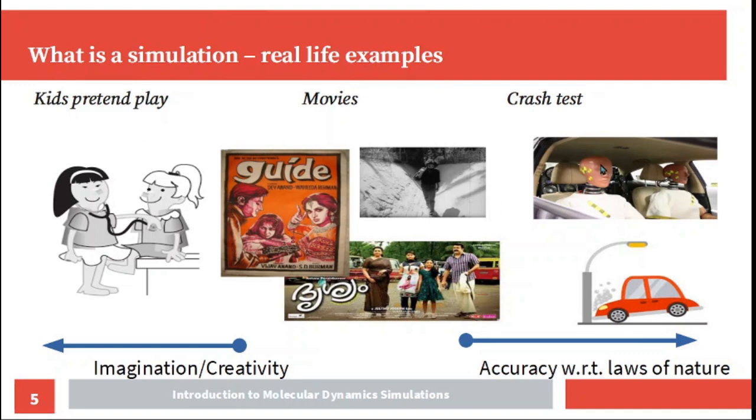So, in all these real life simulation examples, there can be a lot of imagination and creativity. For example, in kids' pretend plays, there is a lot of imagination and creativity. Whereas if you consider a crash test, on the other hand, there is more accuracy with respect to laws of nature rather than creativity.